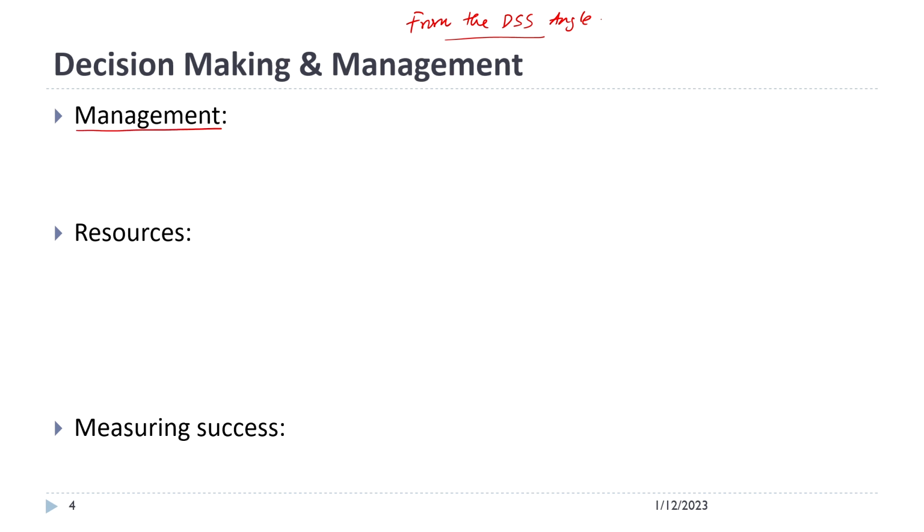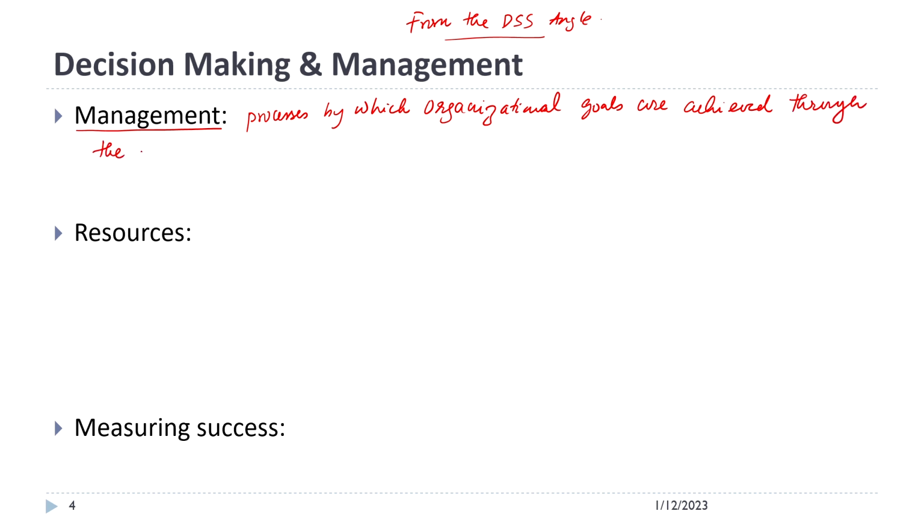What is management? There are so many definitions, but for us the working definition is: processes by which organizational goals are achieved through the use of resources.